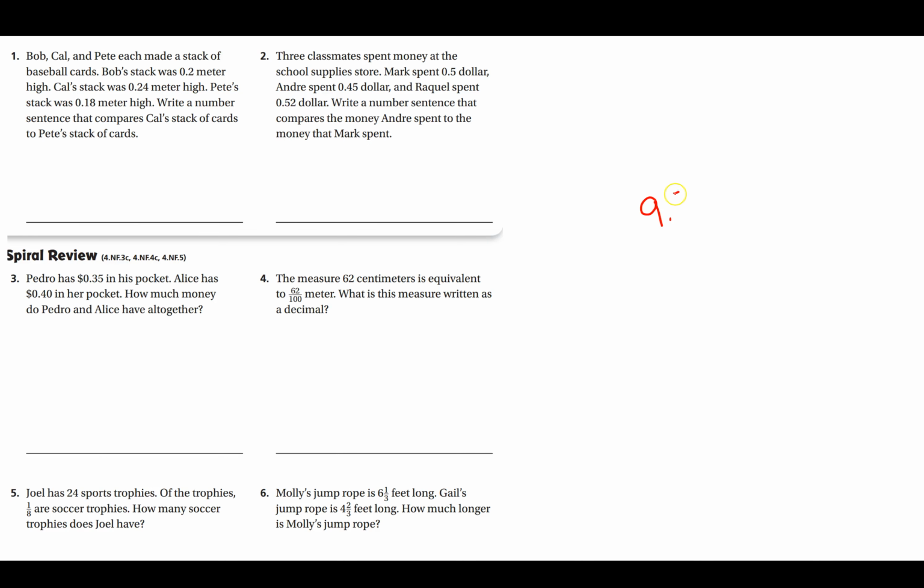Okay, now we're on the back of 9.7. That's chapter 9, lesson 7, page 168 in your math practice book or the homework book. All right, let's get started.